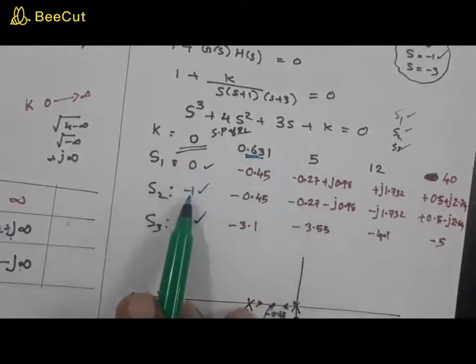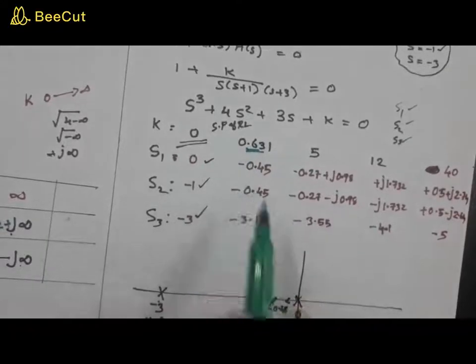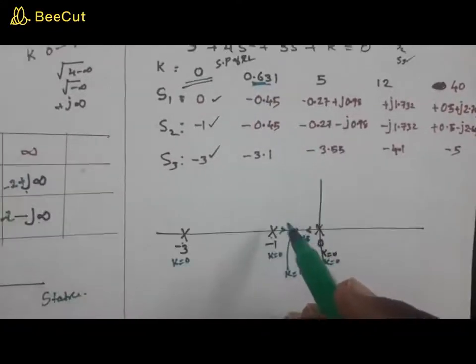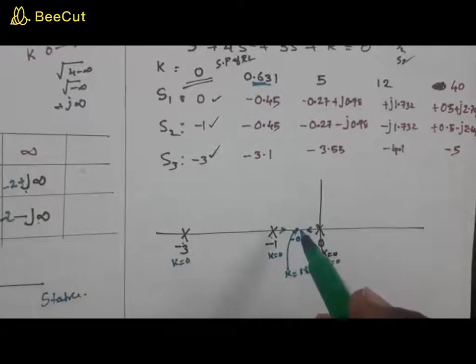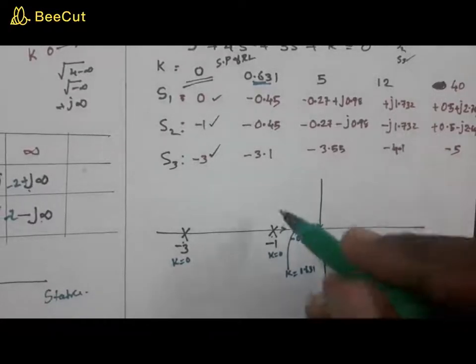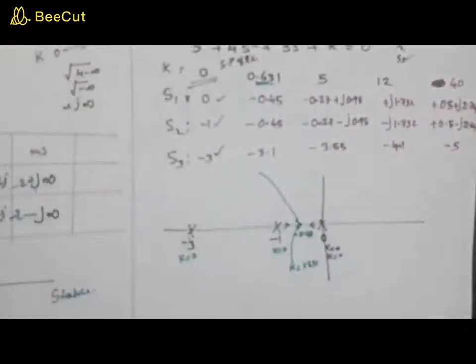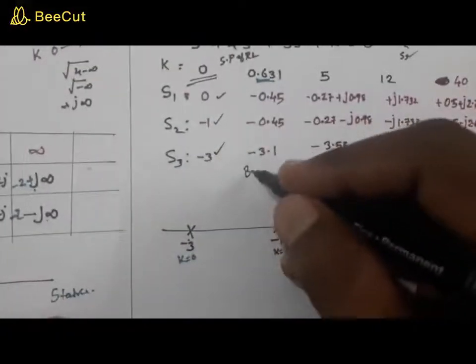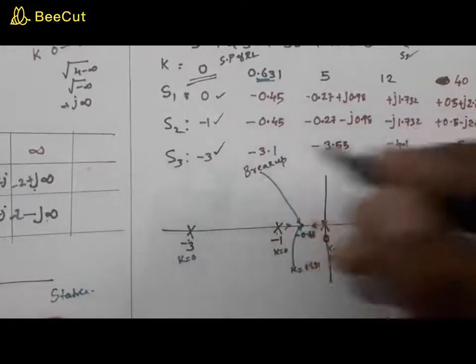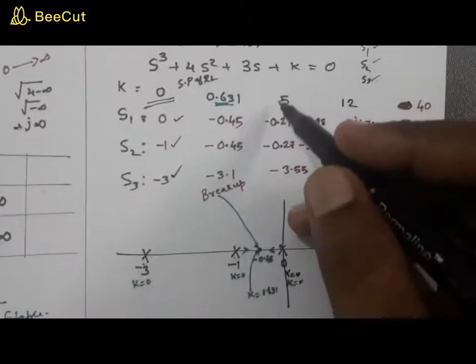See, one starts from 0, another starts from minus 1, and at k equal to 0.631 the point is minus 0.45, so they meet. As I told you earlier, there is a tussle or a war between them, which means they collide and won't stay there. It has to break up. That's called breaking up of the root. If there is a tussle, definitely there must be a breakup. So it breaks up and goes into two different directions, and that's what k equal to 5 suggests.